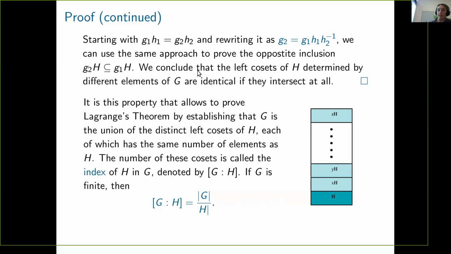And our conclusion is that the left cosets of H in G, determined by different elements, if they intersect at all, if they have anything in their intersection, are identical. The other possibility is that they have nothing in their intersection and they're completely separate. And in that case, the total number of elements in their union would be twice the number of elements in the subgroup H. So this property really is the key property that allows us to prove Lagrange's theorem by expressing the group G as the union of disjoint left cosets of its subgroup H.